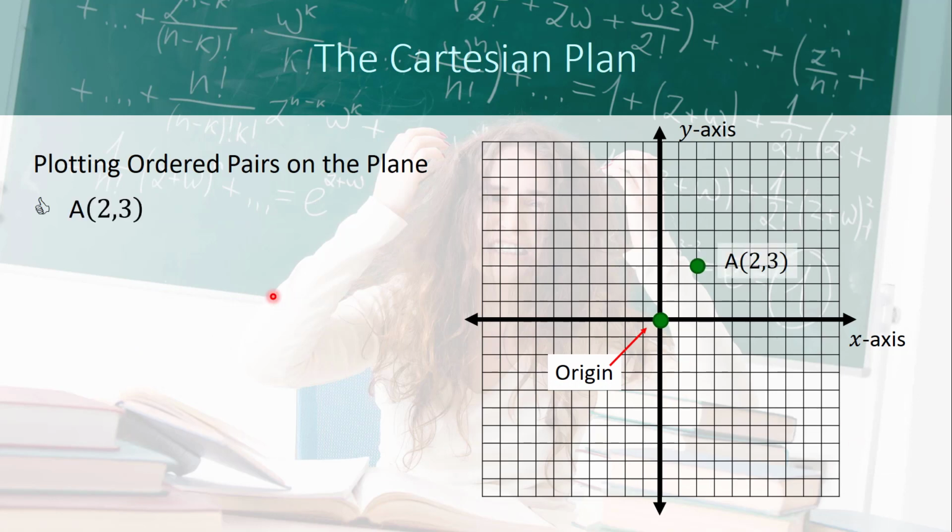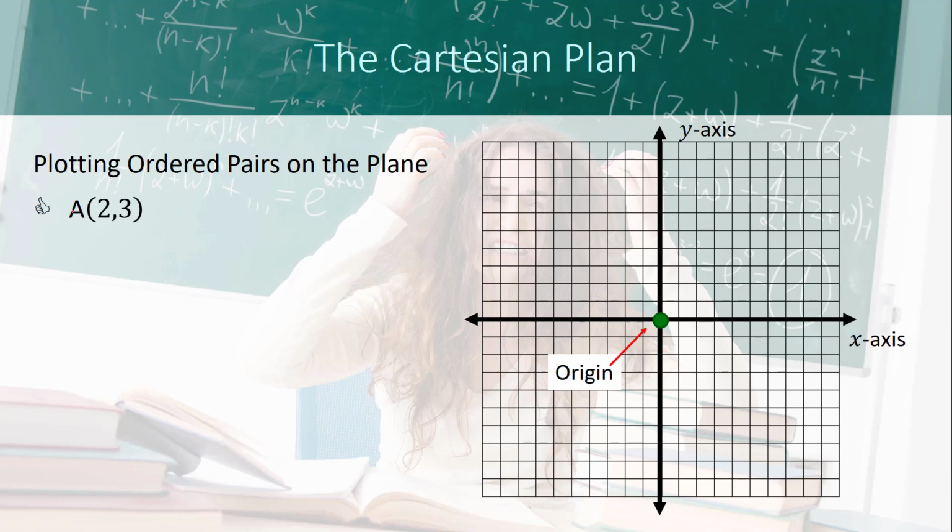Okay, when we plot points on the coordinate plane, we tend to start at the origin and then we move either left or right depending upon the number to get to the first coordinate, and then we go either up or down on the y-axis to find the second coordinate. And this is pretty much how this works.